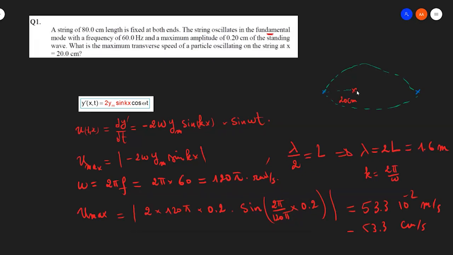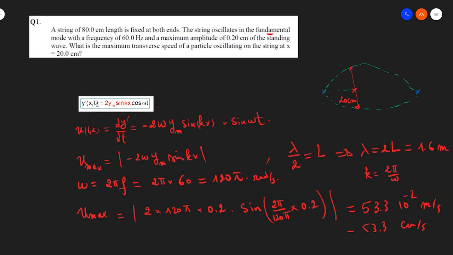So the velocity of this point, which will be oscillating between this point and this point here, oscillating like this, the maximum velocity will be 53.3 centimeter per second.